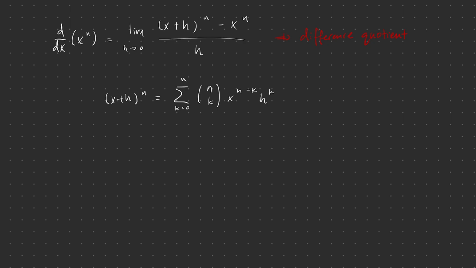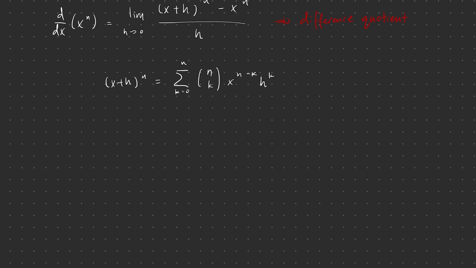So we can write out the first few terms of this sum, I'm not going to rewrite it, but you get the point. The first term is x to the n, then n choose 1 of x to the n minus 1 times h, plus n choose 2 of x to the n minus 2 times h squared, plus etc.